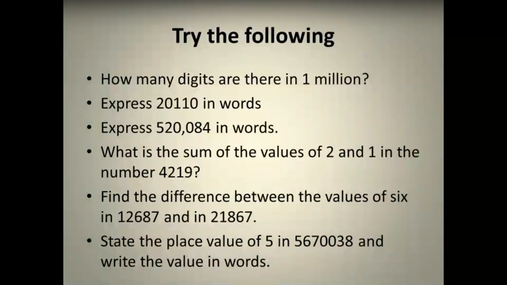Now, let's look at it together. So when we say 1 million, it is 1, 0, 0, 0, 0, 0, and 0. So definitely, the digits that make up 1 million is 7. 1, 2, 3, 4, 5, 6, and 7. That is absolutely correct. Who does not understand that?